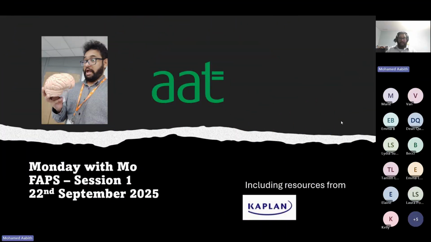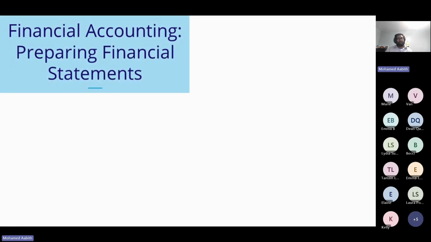The chapter we're going to be looking at. First thing is we're going to look into the FAPS unit. What is FAPS all about? This is called Financial Accounting, Preparing Financial Statements.